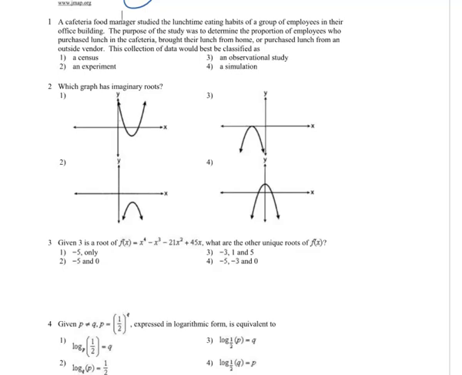A cafeteria food manager studied the lunchtime eating habits of a group of employees in their office building. The purpose of the study was to determine the proportion of employees who purchased lunch in the cafeteria, brought their lunch from home, or purchased lunch from an outside vendor. This collection of data would best be classified as an observational study. You're just collecting data from people. You're not doing anything to influence their eating habits, so option 3.